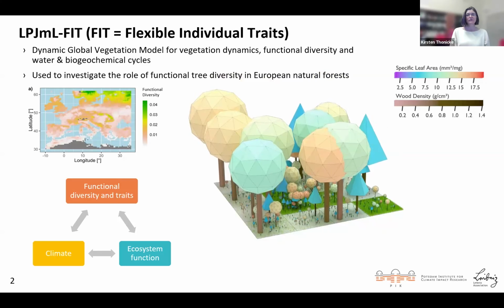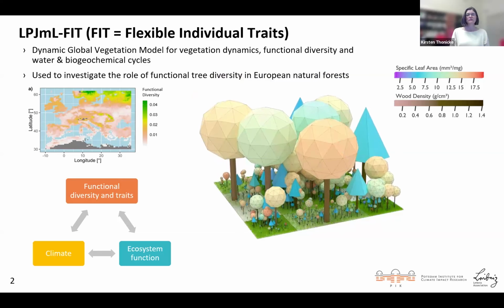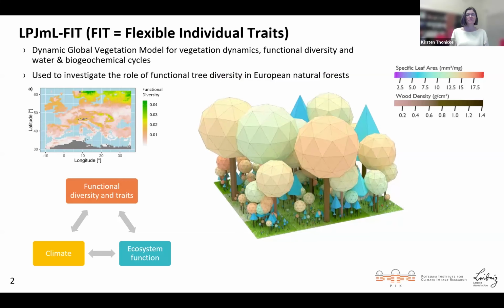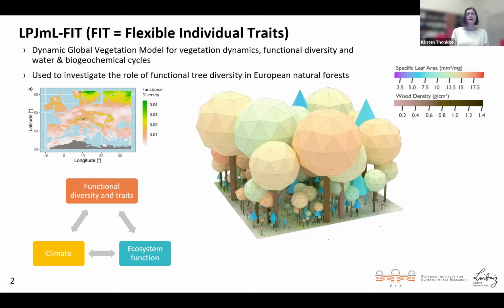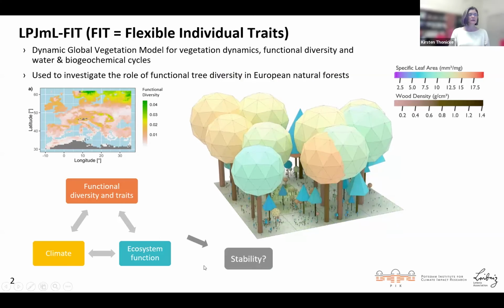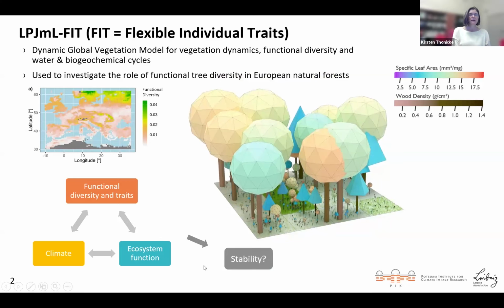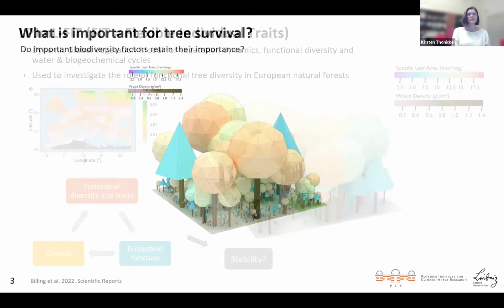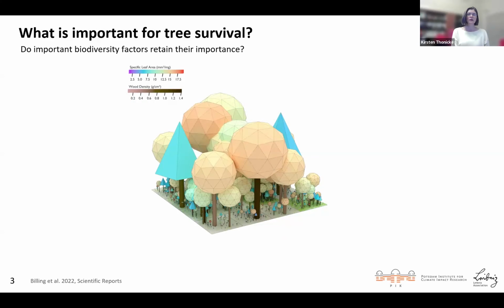But it also allows us to connect this to ecosystem functions like carbon sequestration and carbon storage, but also water evaporation, and so how it interacts with climate. But the question is how it actually interacts with stability. So in a first study, we asked ourselves: what is actually important for tree survival? And connected to it, under climate change, would the important biodiversity factors retain their importance, or will the biodiversity relationships that we know today change?